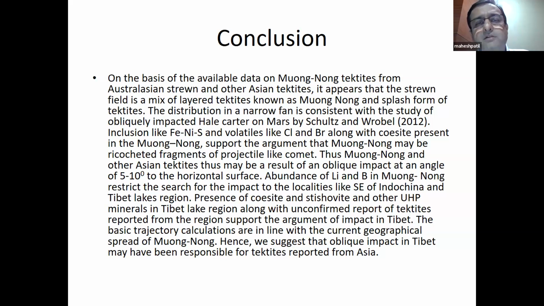But yes, on Mars, these ejecta distributions have been studied in detail. If you are really keen, study the paper of Skulls, because he has given the actual photographs of how sibling craters are formed by these ricocheted fragments, and how ejecta has been distributed. They have done the entire calculation. So yes, it's a complex scenario.